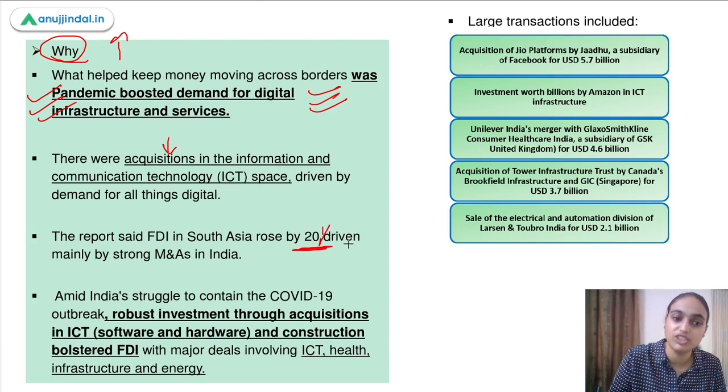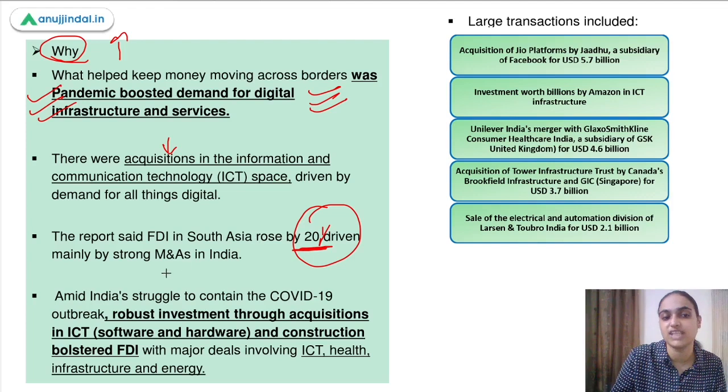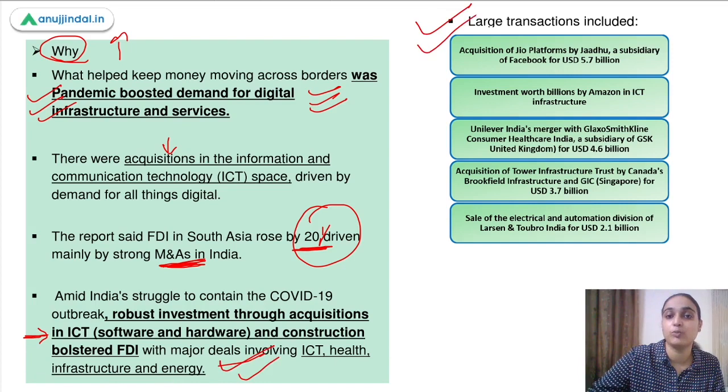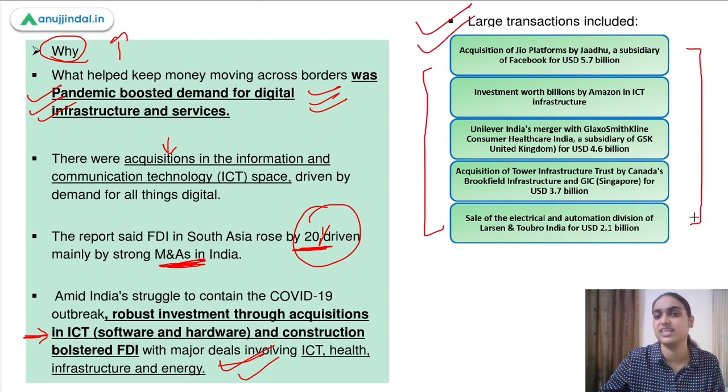Okay, and out of this 20%, the major growth which has happened is because there have been different mergers and acquisitions in India. We have seen acquisitions in ICT, software, hardware. Then we have also seen acquisitions in construction, health, infrastructure, energy. Some of the leading examples, where a very large amount of transactions has happened in this time, are these.